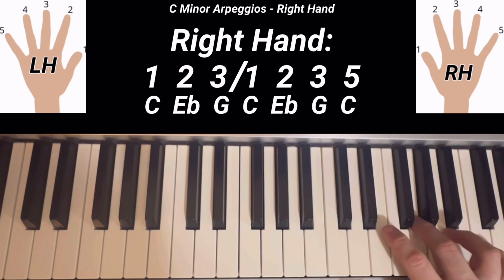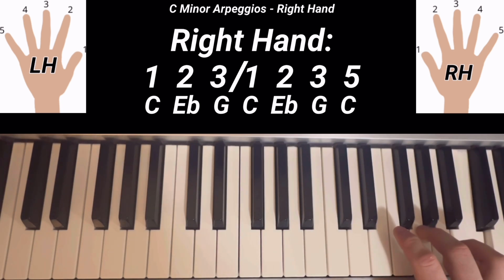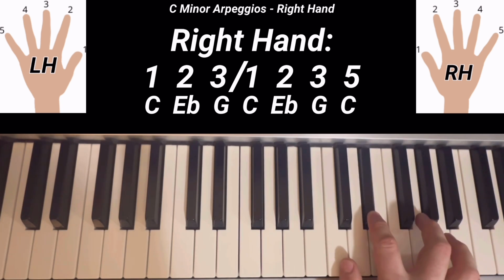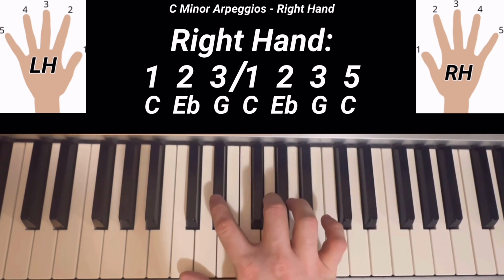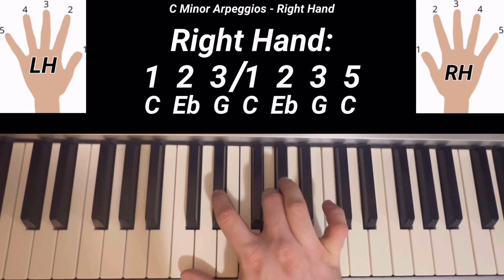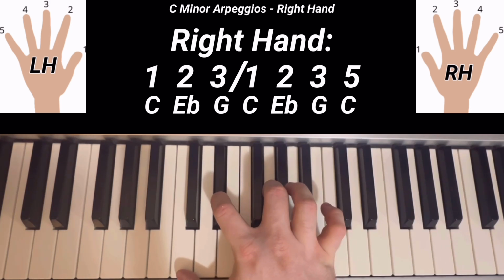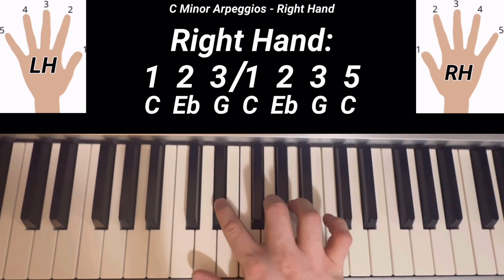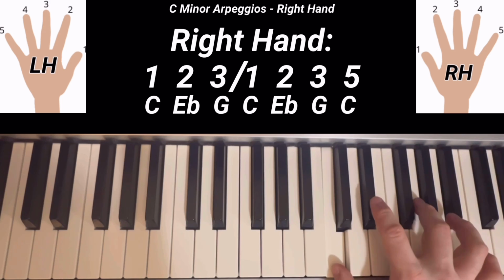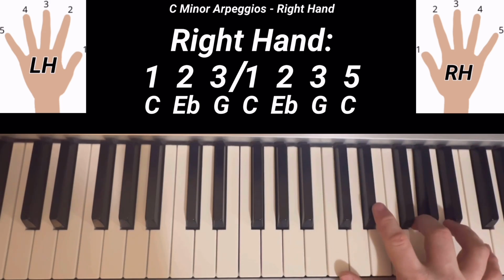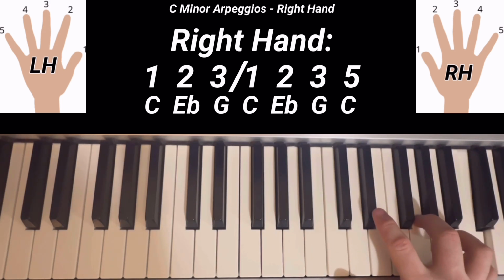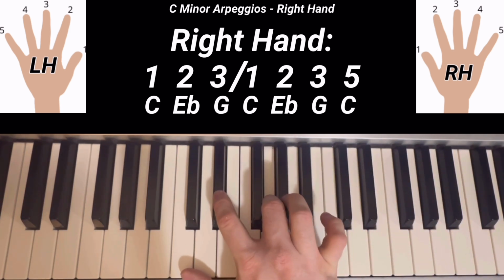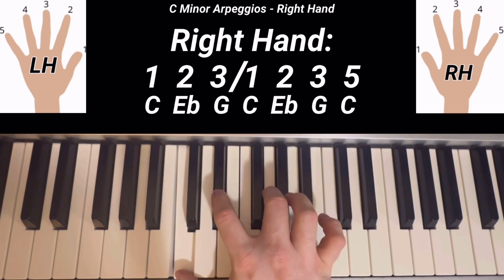Then stretch that pinky all the way up to play that next C an octave up with finger 5. Then head back down playing G with 3, E flat with 2, and C with 1. Then shift down playing the next G with finger 3, E flat with 2, and land back home on C with 1. Again, those finger numbers are 1, 2, 3, shift, 1, 2, 3, 5. And back down on 3, 2, 1, shift, 3, 2, 1.